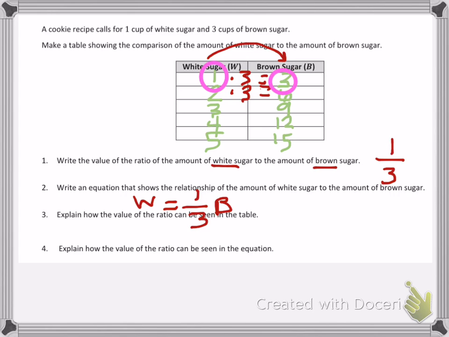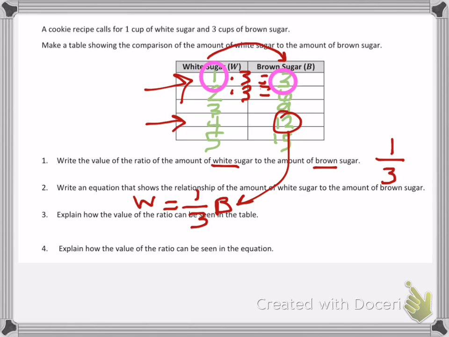So let's see if that's true. If we took 3 for the value of brown, 1/3 of 3 is 1, and that's exactly what it should be. Let's say we put a 12 in, this 12 here. We'll put that in for B. 1/3 of 12, or 12 divided by 3, is 4, and that's exactly what it should be. So my equation works.